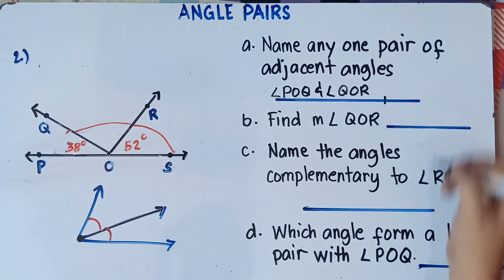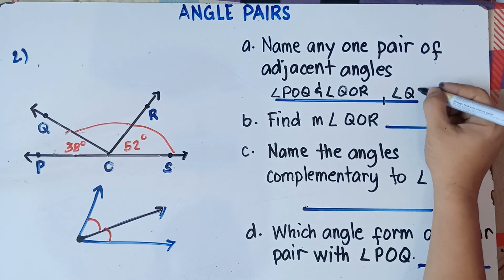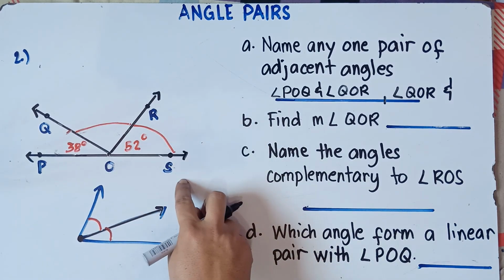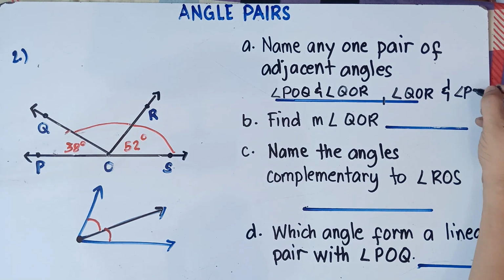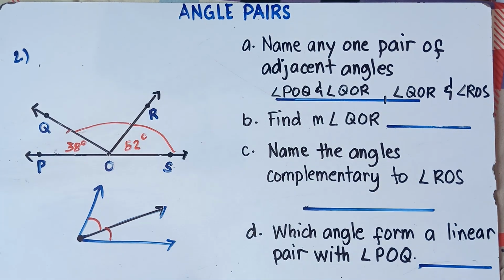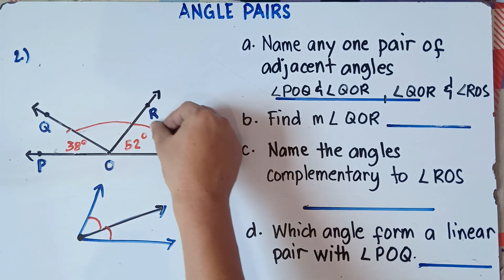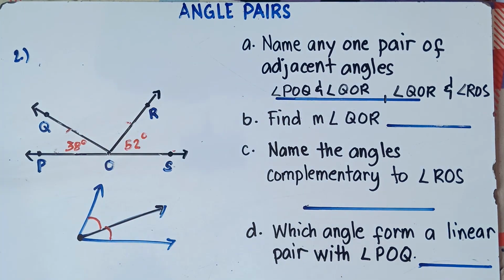So we also have angle QOR and angle ROS. You can read this one SOR, that's okay, or ROS. Alright, so that's it for example number 2, letter A question, adjacent angles. Alright, so let's have letter B.